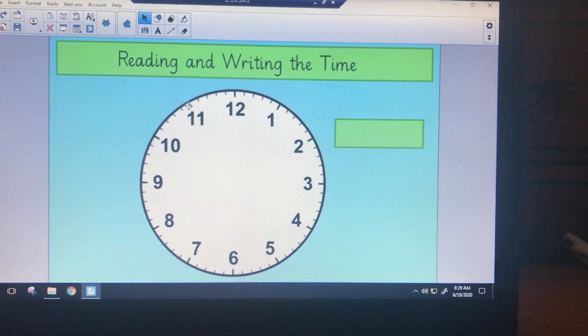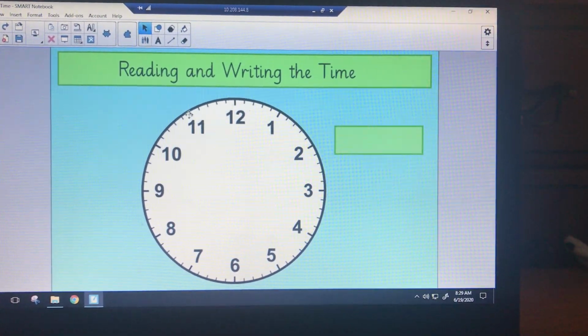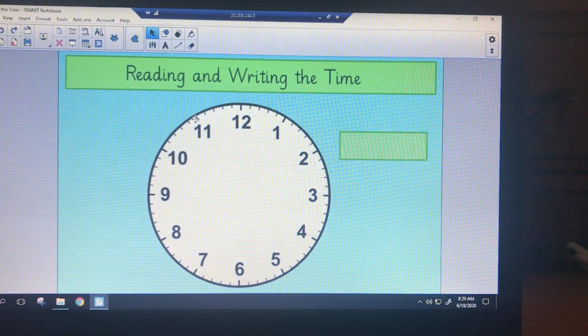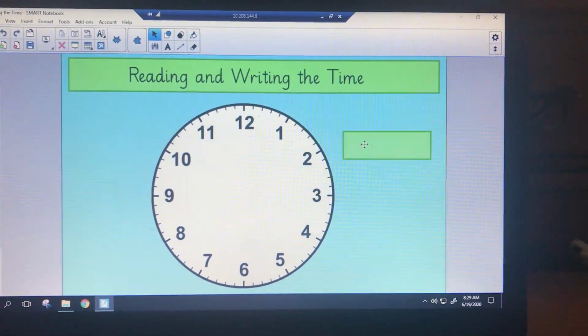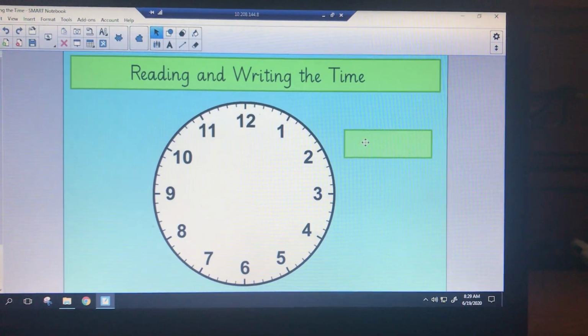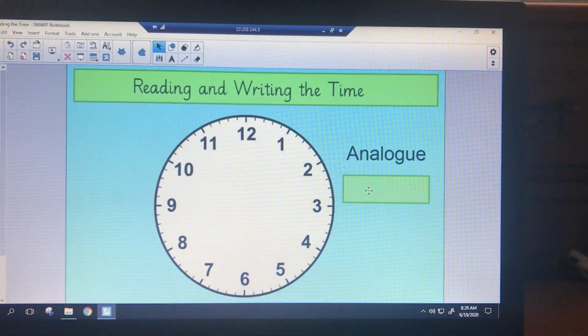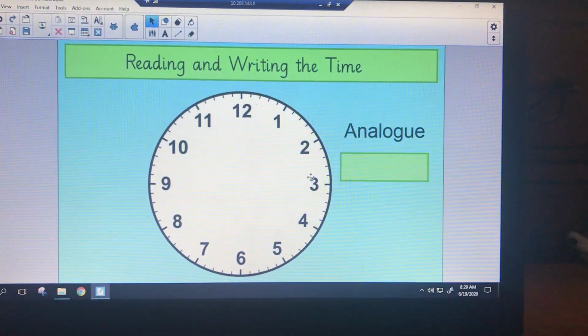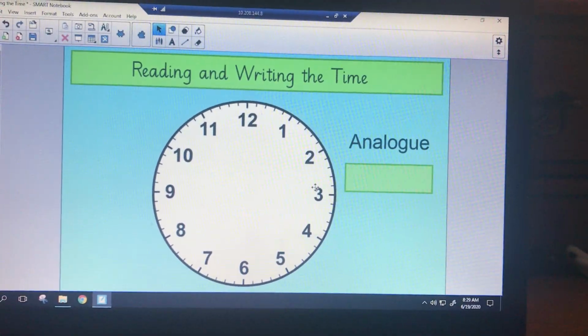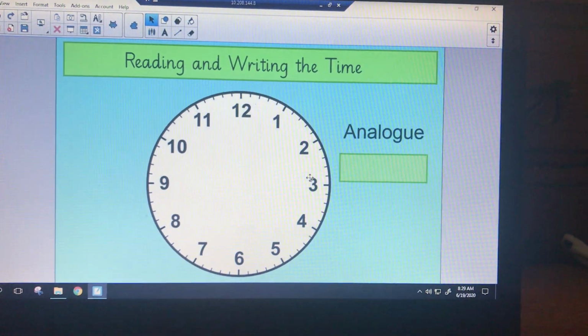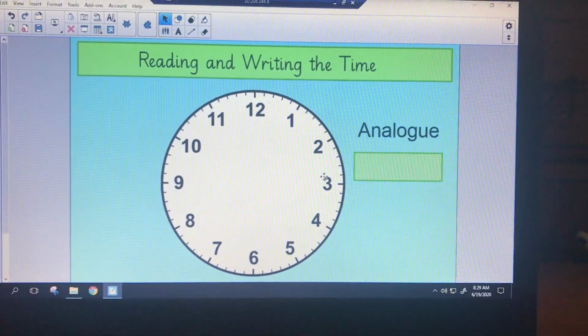This kind of clock we're going to be focusing on all week, where you have a circular face and the numbers 1 to 12 going around the outside, and you may already know that this sort of clock is called an analog clock, and that's the spelling of the word right there. And so this week we're going to be reading and writing the time using an analog clock.